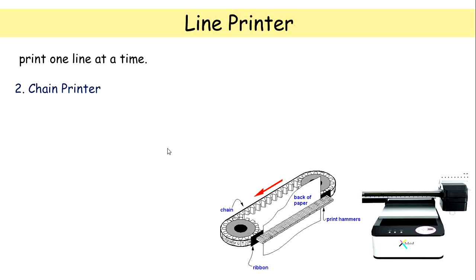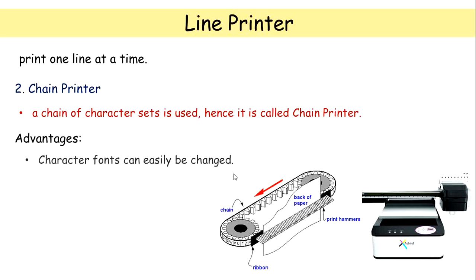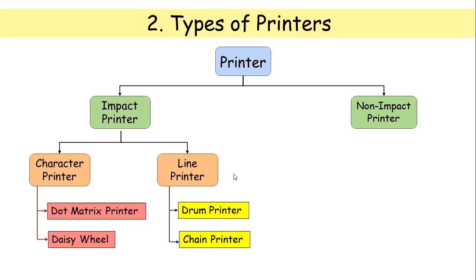The next type of line printer is chain printer. It prints one line at a time. A chain of character set is used, hence it is called chain printer. Advantages are character font can easily be changed, different languages can be used, and the disadvantage is that it is noisy.